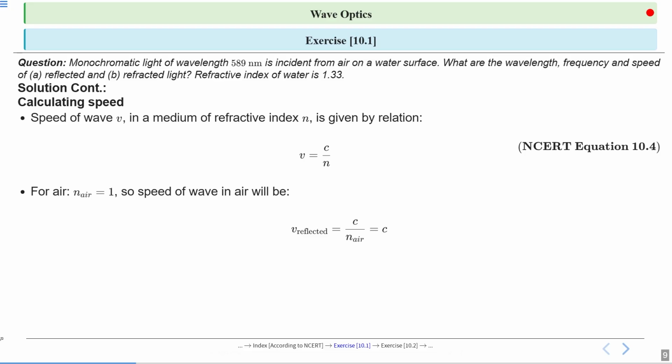And what is c? The speed of light in vacuum. That means the speed doesn't change when light reflects off the surface. To emphasize, the speed of the reflected light is 3 × 10^8 meter per second. This is a constant value for light traveling through air or reflecting off a surface back into air. So the speed of reflected light remains unchanged at 3 × 10^8 meter per second, because the refractive index of air is 1, so the speed of light is not altered.